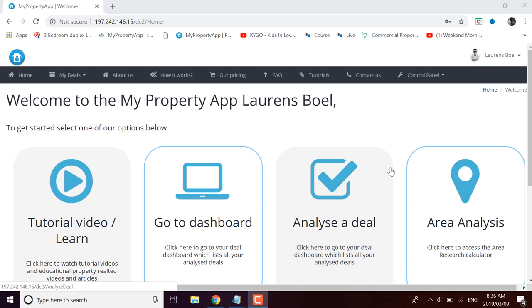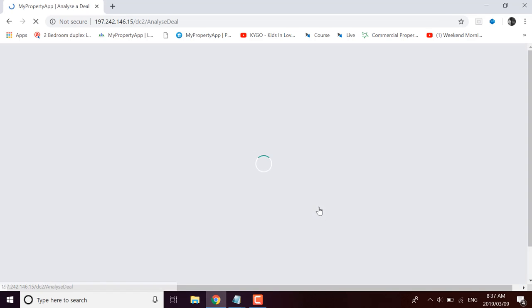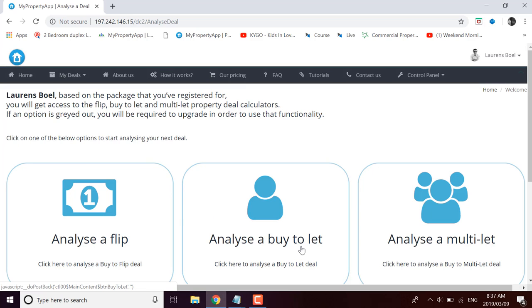Today we're going to be looking at how you can analyze a buy to flip. So first, when you're on the home page on your home screen here, you can go to analyze a deal. Here you will have three options: flip, buy to let, or multi-let. Today we're going to look at analyzing a flip.